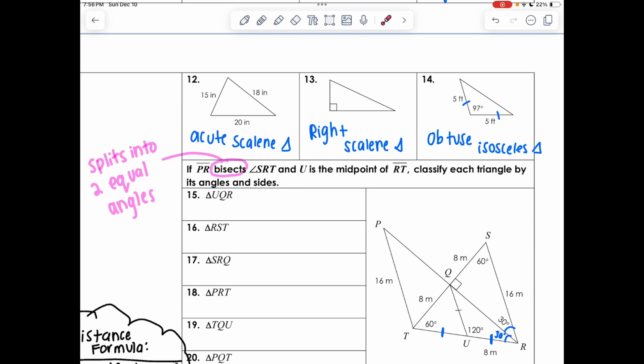Classify each triangle by its angle and its sides. Okay, UQR. UQR is here. Okay, so 120 degrees would mean it's obtuse, and it has two equal sides, so isosceles. Obtuse, isosceles triangle.